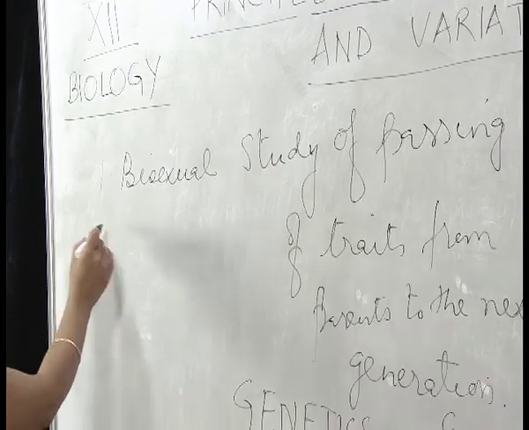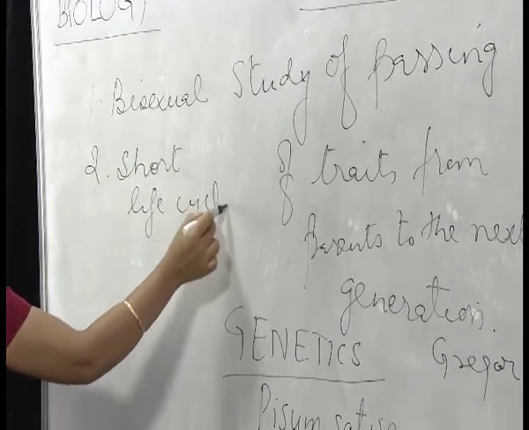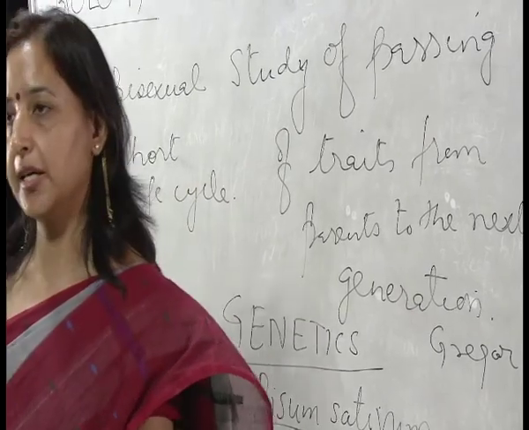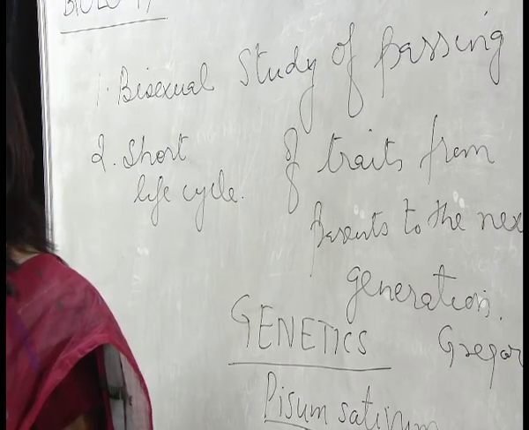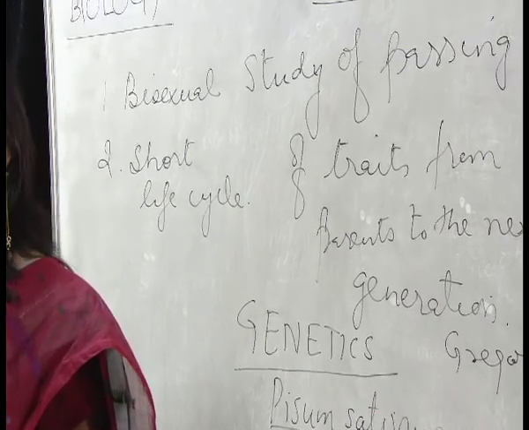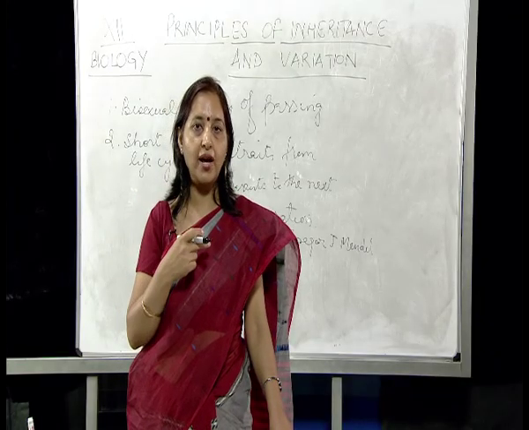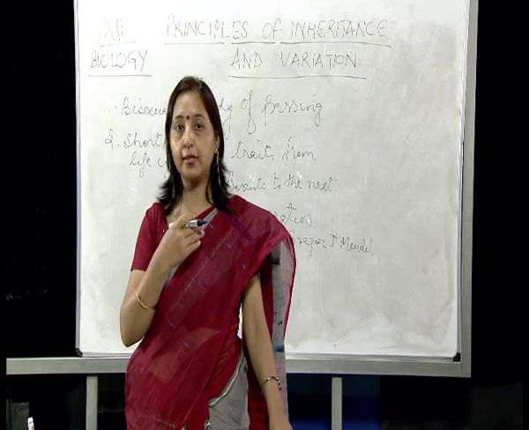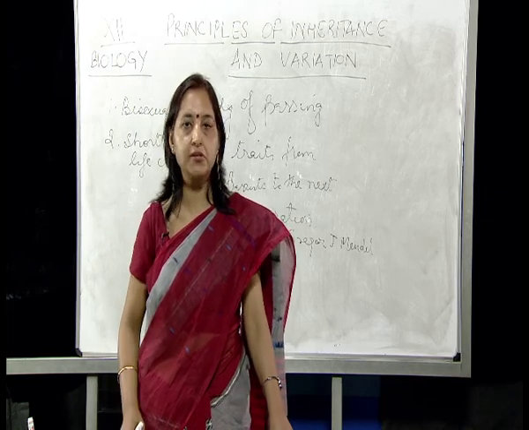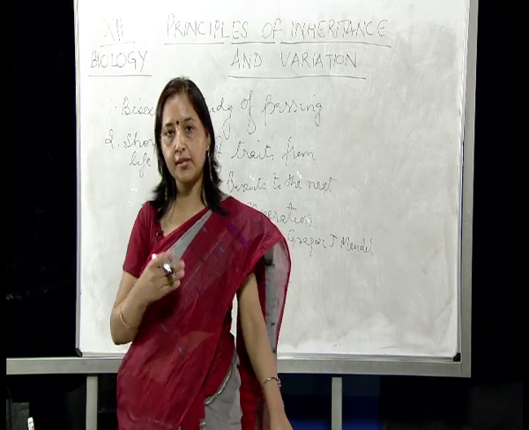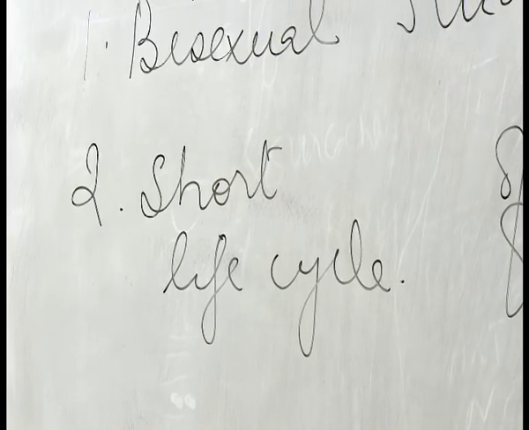Second, it had very short life cycle. Whenever we have to study the inheritance of traits or the characters, we need to study many generations. So if we have very long life period, it is going to take a lot of time. So one of the reasons to choose the plant for our experiments should be that it should have a very short life cycle. In pea plant, within 3 to 4 months, it completes its life cycle and the next generation can be studied in three to four months. So that was another reason that he chose Pisum sativum or garden pea for his experiments.